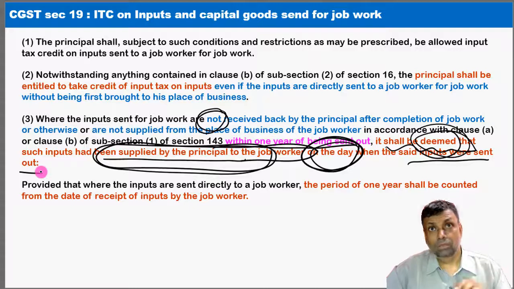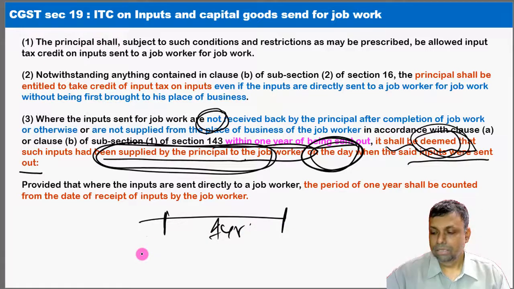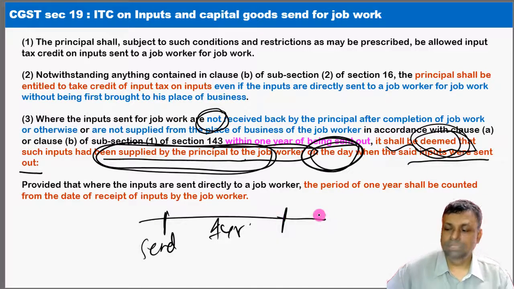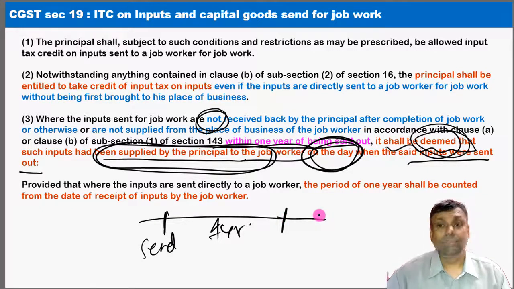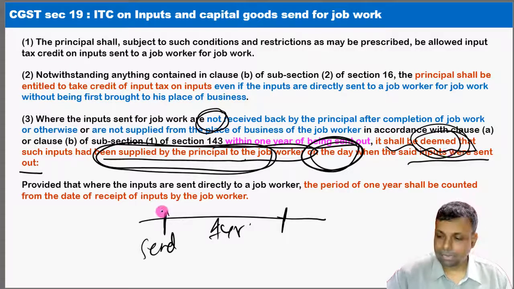So logically, you understand that the 1 year time has already passed. So there is a time gap of 1 year. The goods were sent on a particular date. 1 year has already passed, but still the goods have not been returned. So it is said that it is deemed that it will be regarded as a supply, but on which date?